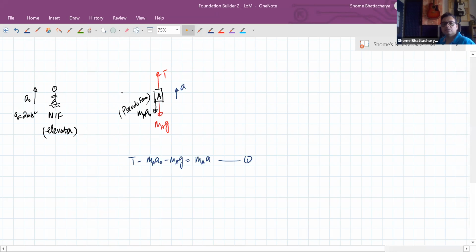Now similarly, in the same frame, the body B will be having a downward acceleration A, and the same type of forces acting on it. Tension, its own weight, but also pseudo force, which will be its mass into acceleration of the frame and opposite in direction.